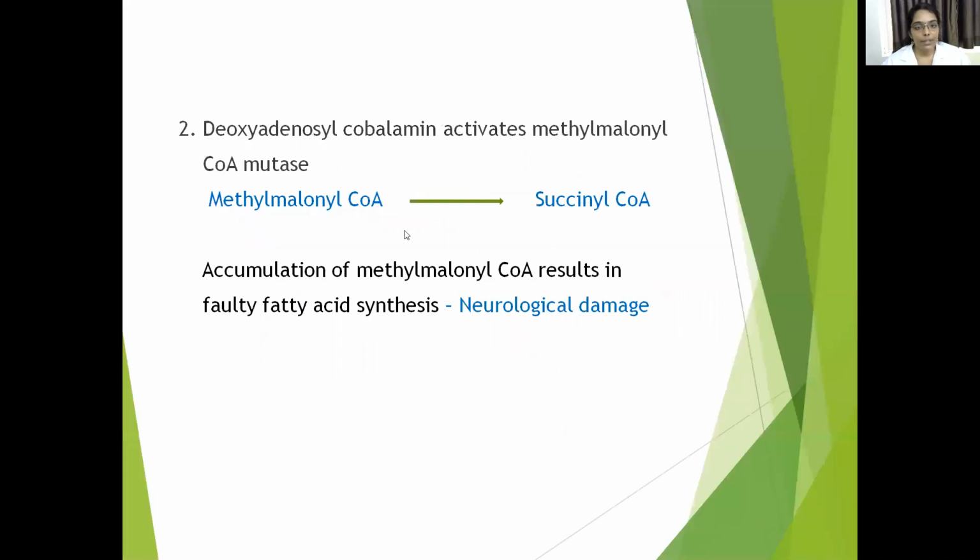The next enzymatic process in the body is deoxyadenosylcobalamin. It activates methylmalonyl-CoA mutase. This enzyme converts toxic methylmalonyl-CoA to succinyl-CoA. What happens again in B12 deficiency? Accumulation of methylmalonyl-CoA results in faulty fatty acid synthesis and their incorporation in the cell membranes of the CNS, leading to neurological damage. That manifests as peripheral neuropathy, dementia, loss of motor and sensory reflexes.